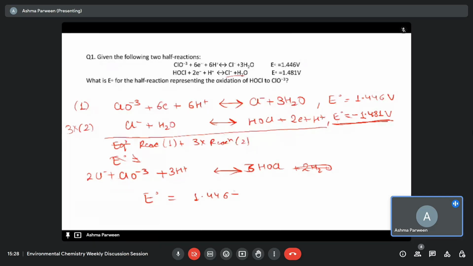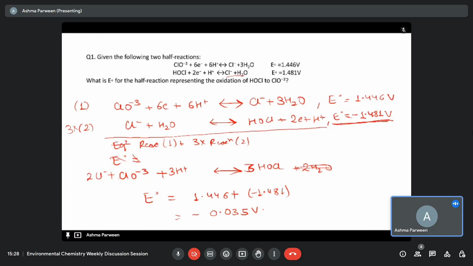We have just added the reaction plus minus 1.481. So the overall E naught value we are getting is minus 0.035 volt. I'll see what problem I'm having in balancing this question, and we'll discuss the balancing at the end. So this is the E naught for the half reaction representing the oxidation of HOCl to ClO3 minus.